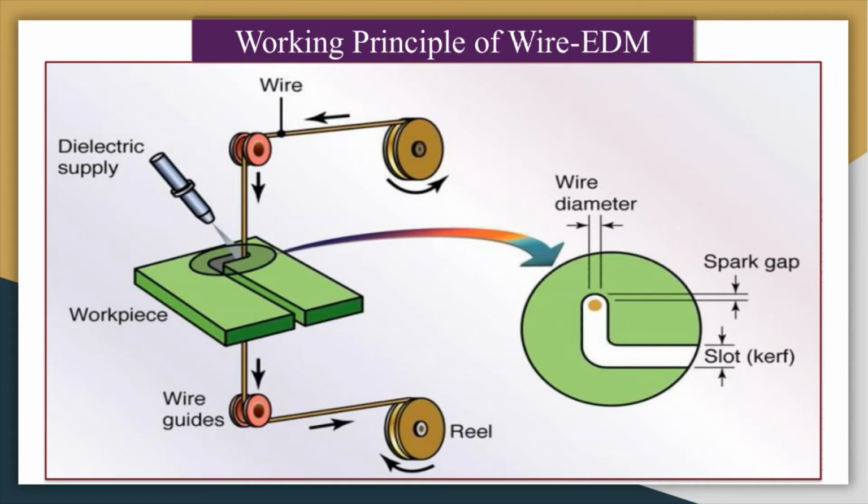Again, the power supply we have to give here, and a pulsating DC power supply is used in the wire EDM process. The working principle of wire EDM is the same as our normal EDM process. The spark is generated in between the wire and the workpiece, but here the wire diameter is very small. This point we have to take into account, and the wire diameter is 0.15 millimeter to 0.3 millimeter.